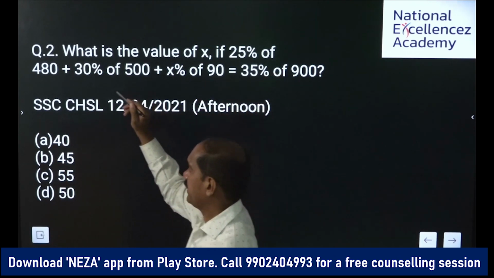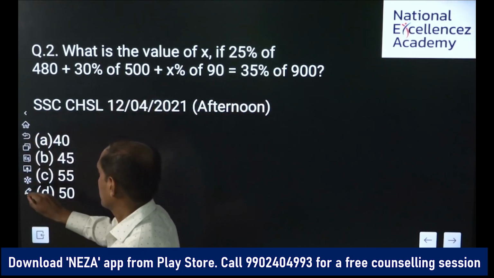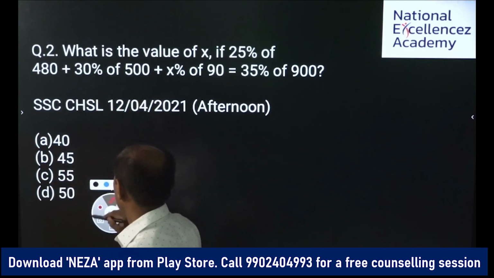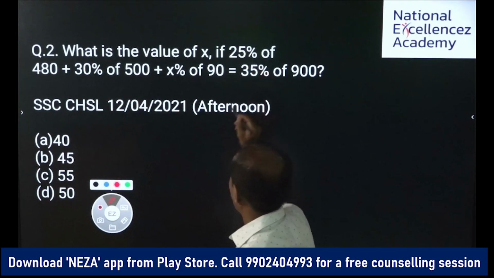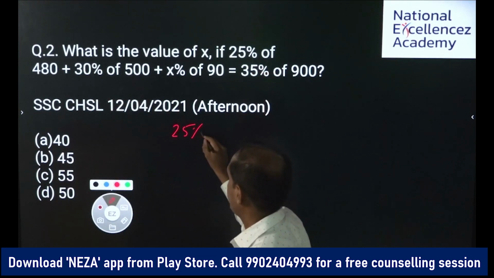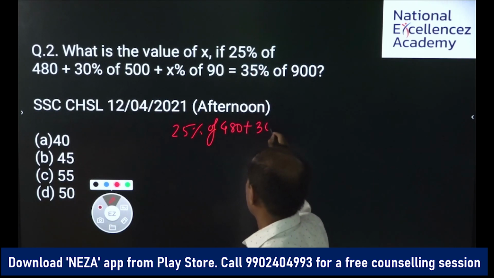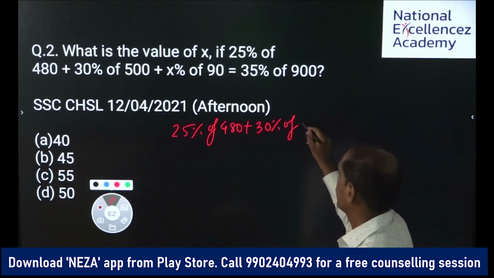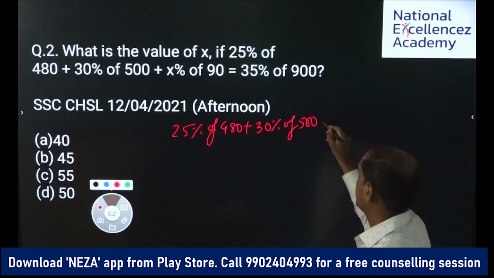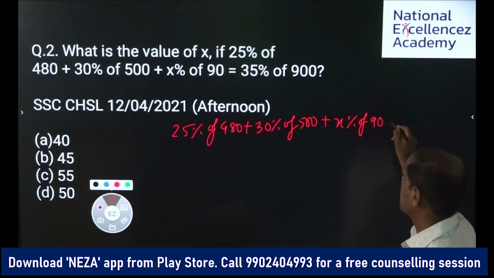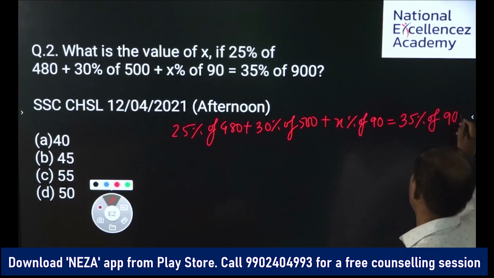25% of 480. This is a simple problem based on equations. 25% of 480 plus 30% of 500 plus x% of 90 is equal to 35% of 900.